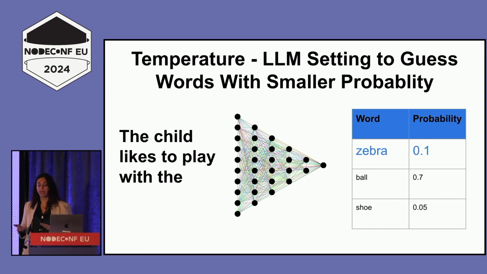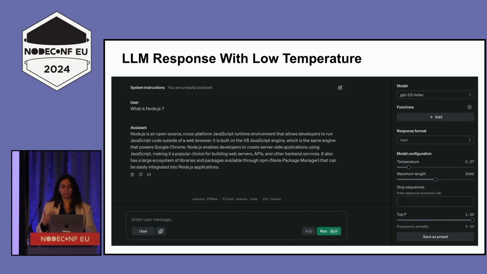There is a setting that allows us to tell the LLM to take words with smaller probability. Like here, the child likes to play with the zebra. But what will it give us? That is like a low temperature. I asked ChatGPT, what is Node.js? And it's telling me Node.js is an open source cross-platform JavaScript runtime environment that allows developers, blah, blah, blah.